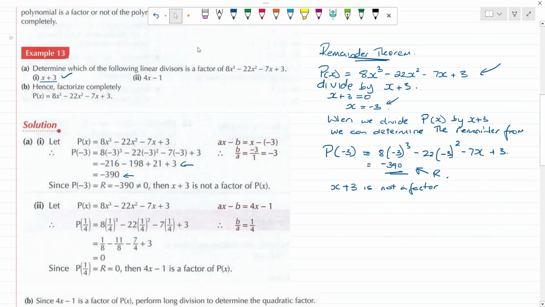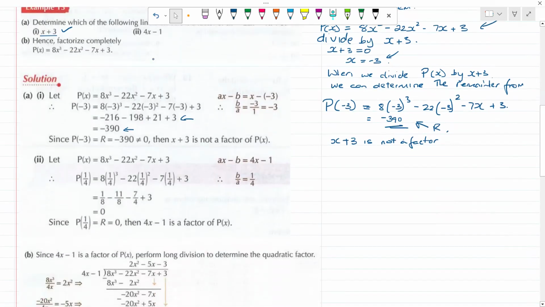Now, if we look at the other linear divisor, which is 4x minus 1, remember, we set it equal to 0, we move the 1 across, we move the 4 across, and x will be a quarter. If we find p of a quarter, what we'll work out to get here is 1/8 minus 11/8 minus 7/4 plus 3. Let's test that.